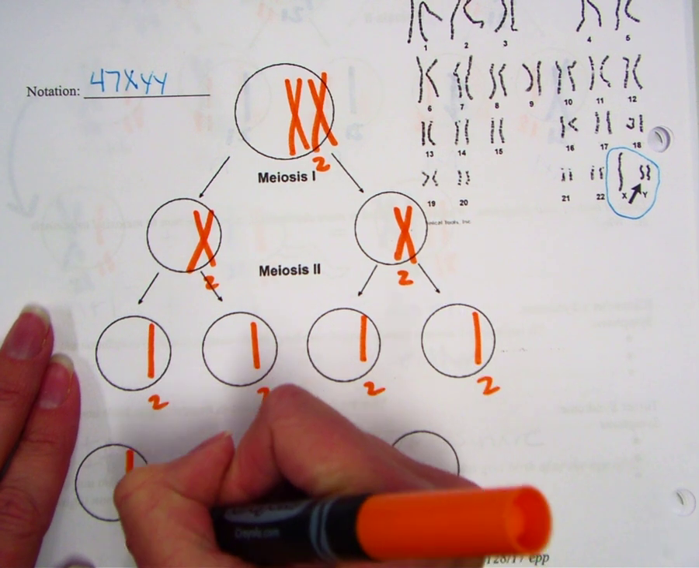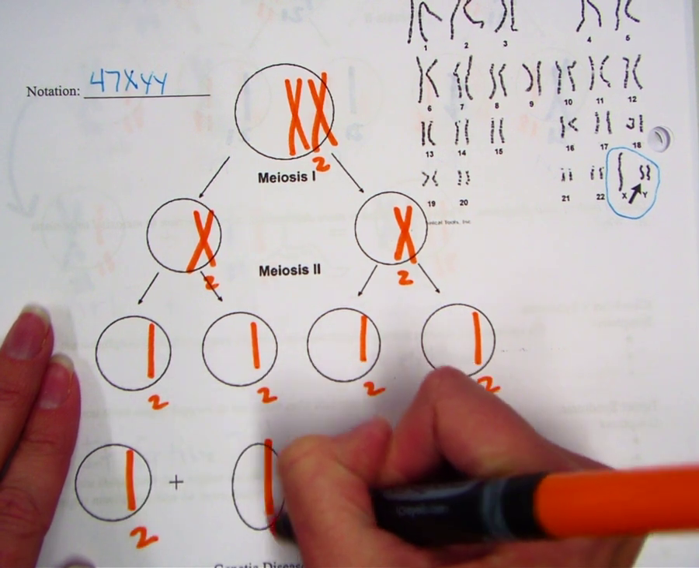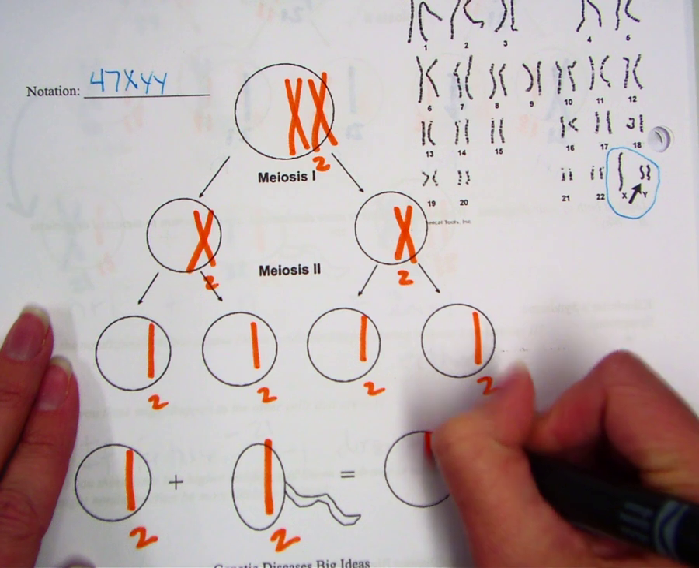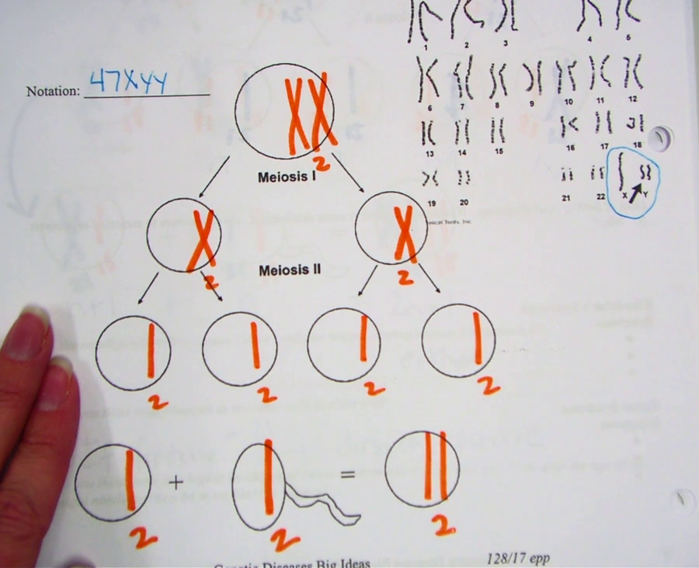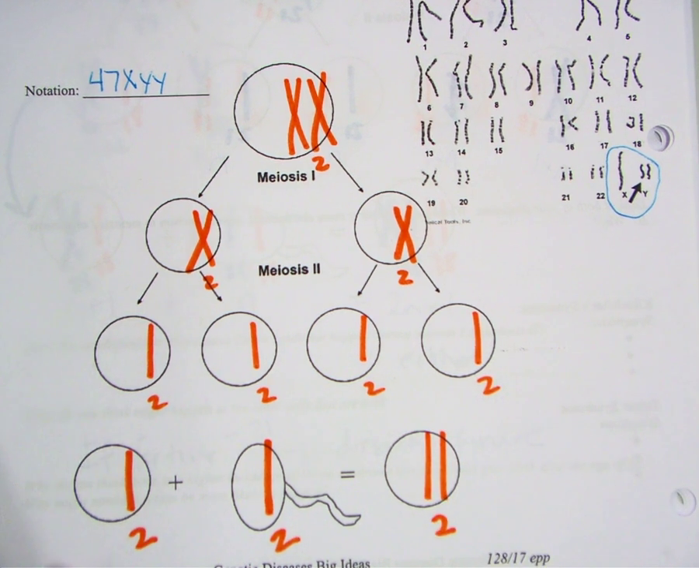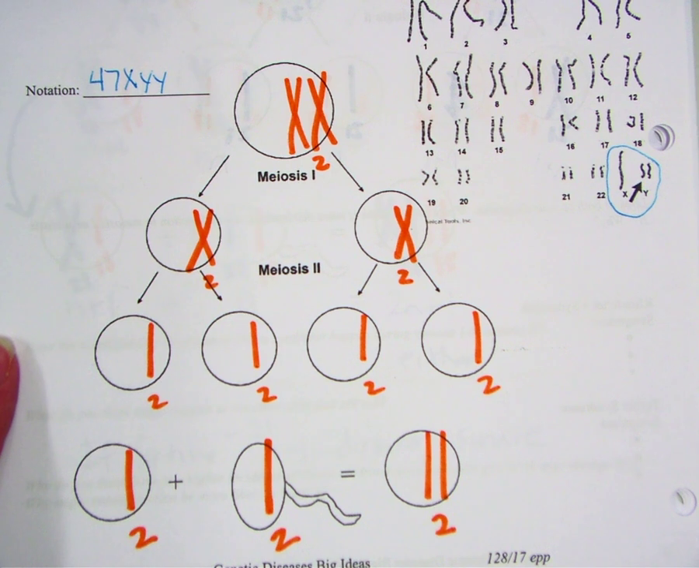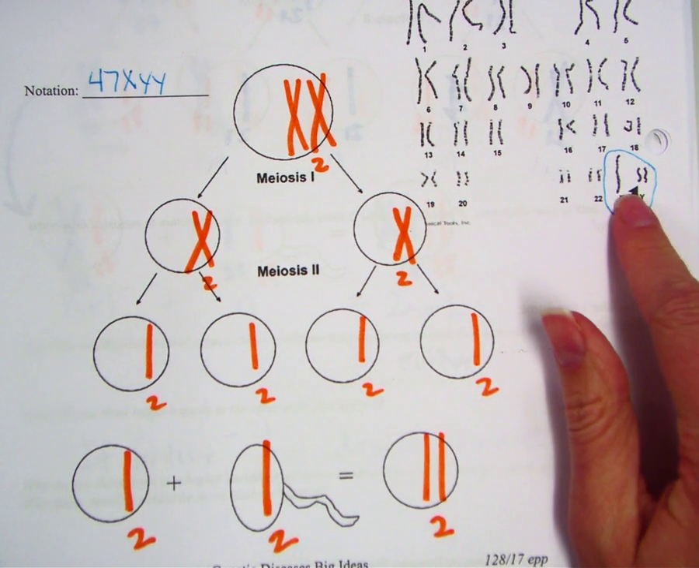And then an egg would bring 1 chromosome 2, a sperm would bring 1 chromosome 2, and then they come together in a fertilized egg, which would then get 2 copies of chromosome 2. That's what should happen. Now let's talk about what had to happen to get an XYY.